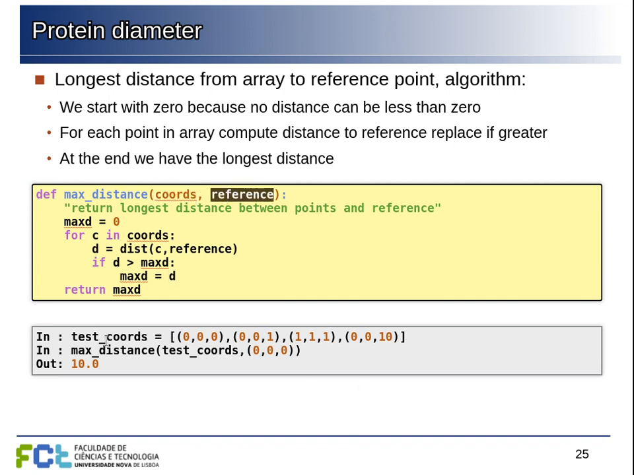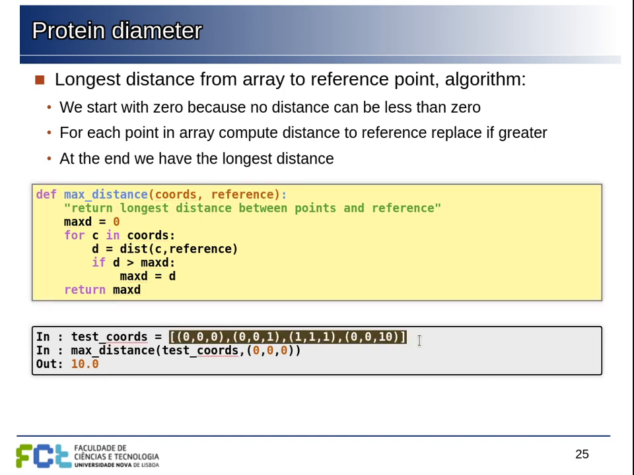And now we can test this. We create a list of points, for example this one, and now we compute the maximum distance to the origin of the coordinates. The point that is furthest away is this one, 0, 0, 10, and the distance should be 10. So we can check if the result is correct.